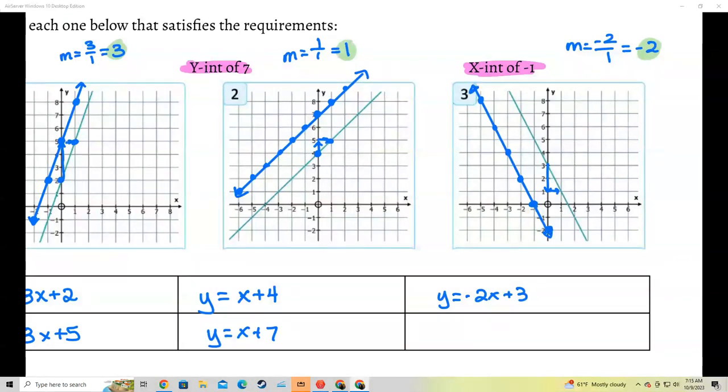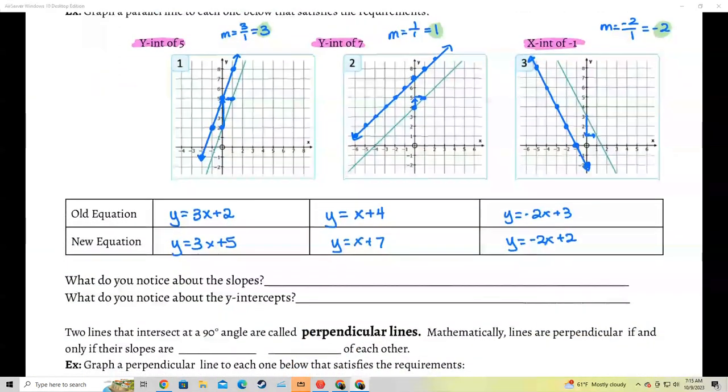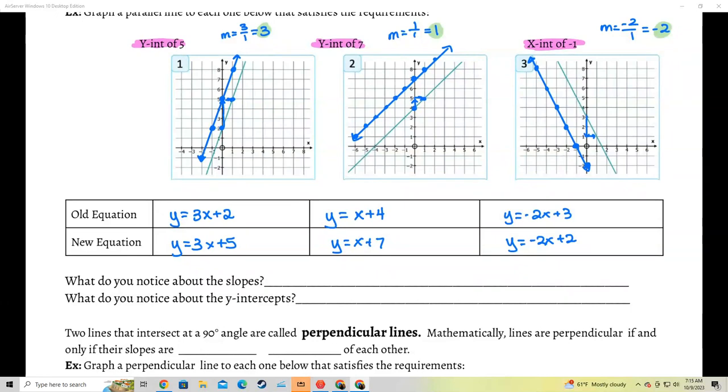And my new equation is going to be y equals -2x plus 2. I want you to notice that my y-intercept is a positive 2. All right, what do we notice about the slopes? Well, take a look at the slopes on this one. It looks like this had a slope of 3, this had a slope of 3, this had a slope of 1, this had a slope of 1, this had a slope of -2, this had a slope of -2. So we're going to say that the slopes are the same.